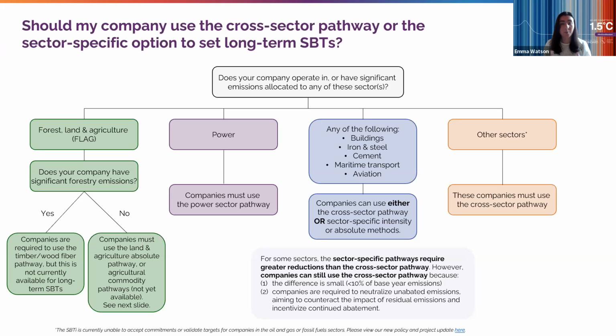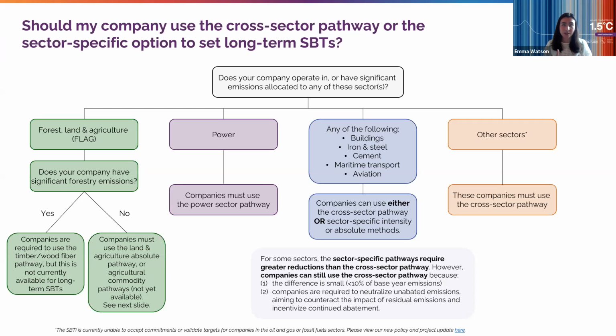The next bucket to think about, in blue, is if your company has significant emissions from any of the following sectors: buildings, iron and steel, cement, maritime transport, aviation. Those companies actually have the option of either using the cross-sector pathway, the universal pathway, or they could use the sector-specific intensity or absolute methods.